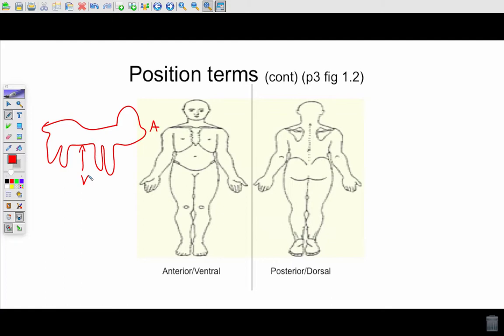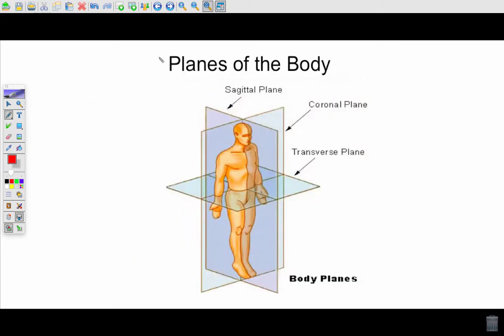On the back, we have posterior and dorsal. For humans, it really means the same thing. For a dog, though, this would be the posterior, and this would be the dorsal. Okay. So for humans, anterior and ventral mean towards the front, posterior and dorsal mean towards the back.